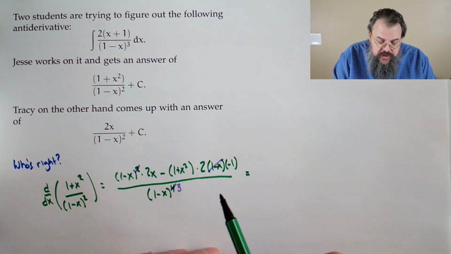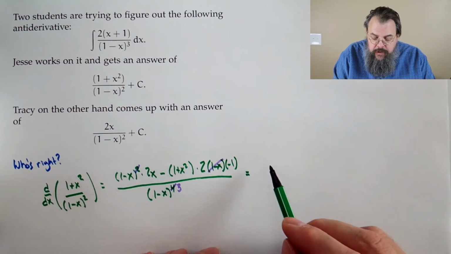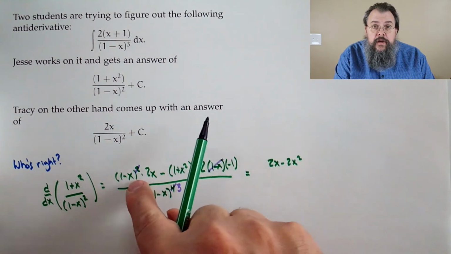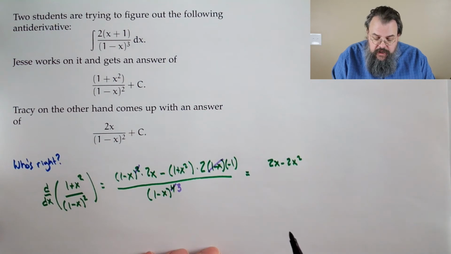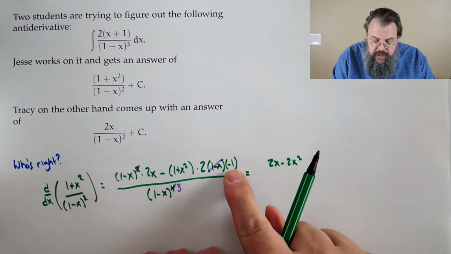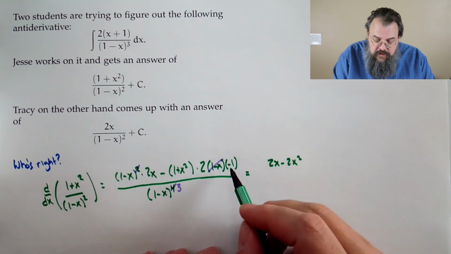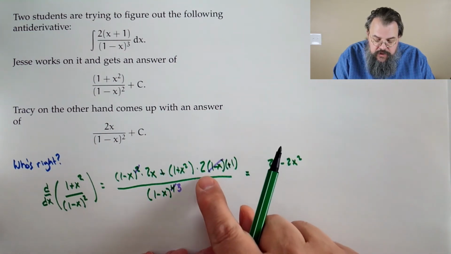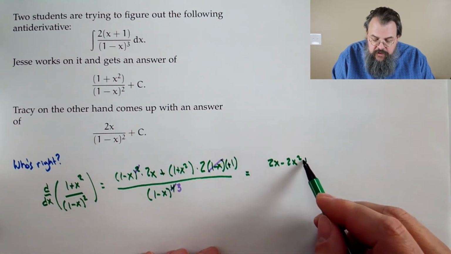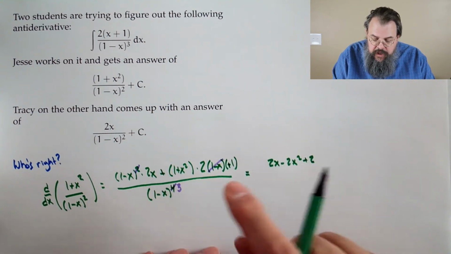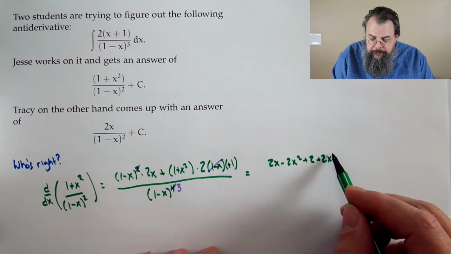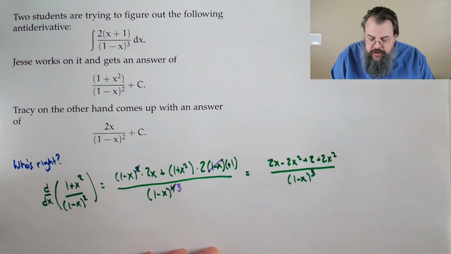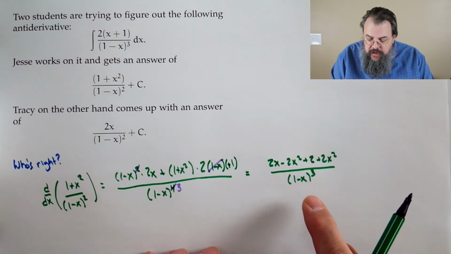Well, let's see. If we multiply this out, we're going to get 2x minus 2x squared, right? 2x minus 2x squared. And here, there's a minus 1 and a minus 1, so let's go ahead and put those together. Make that a plus. And then we're going to have a 2. So there's a plus 2. And then here, plus 2x squared, divided by 1 minus x cubed. Great.